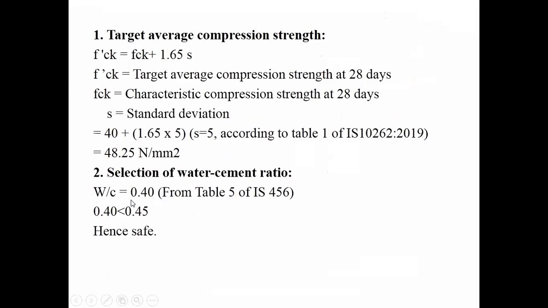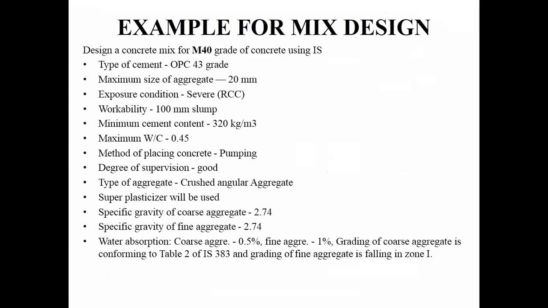So we have taken that 0.40 here. It is less than 0.45. You can see that the maximum water cement ratio given in the question is 0.45, which means it should be the maximum. Above 0.45 it should not go. That is the concept. So it is less than 0.45, and our design is going good so far.